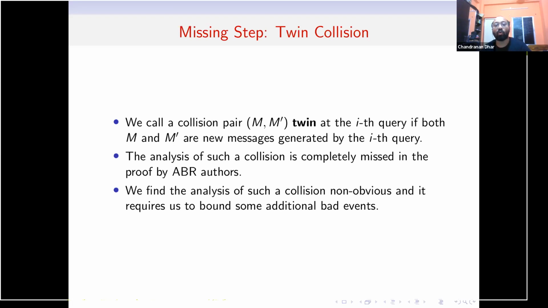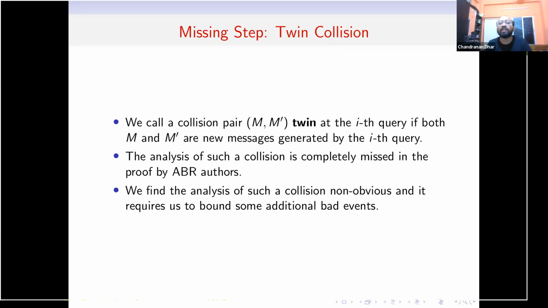One case can be that one output among the newly generated hashed outputs due to the ith query can match one of the previously generated outputs by the i-1 queries, and then we can have a collision. This is what we call the non-twin collision, and the authors of ABR discuss only this type of collision.